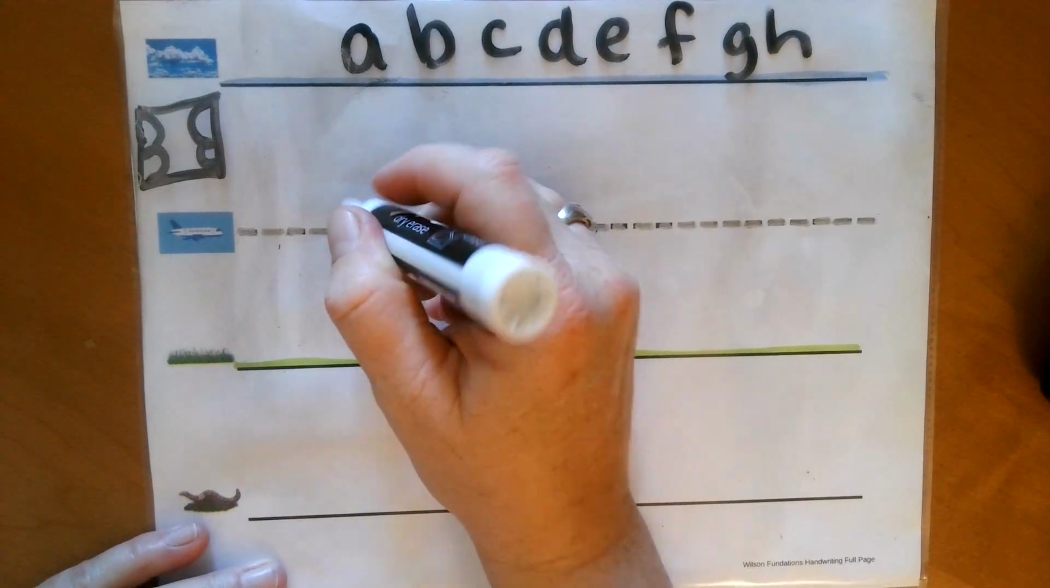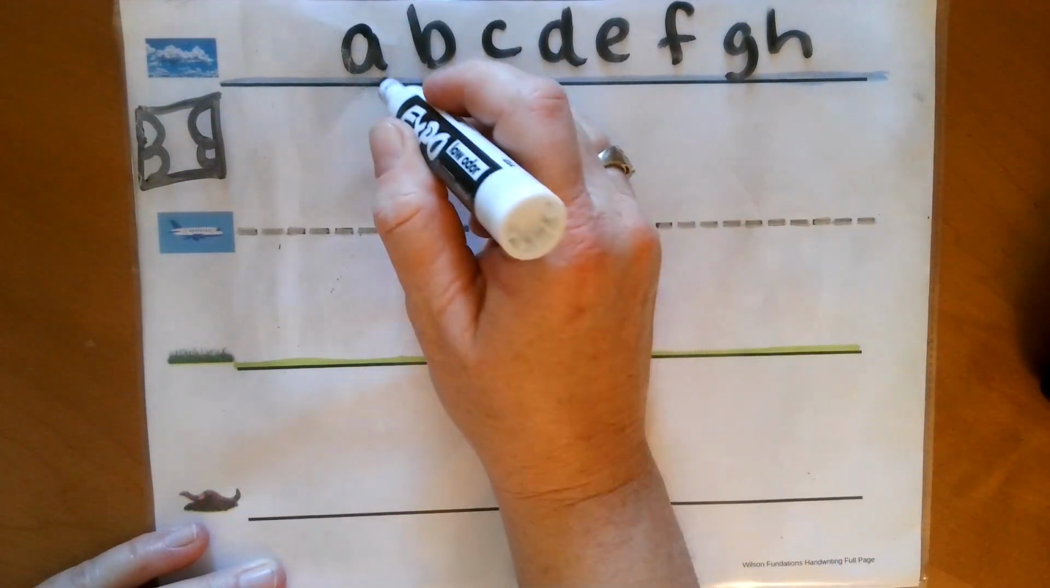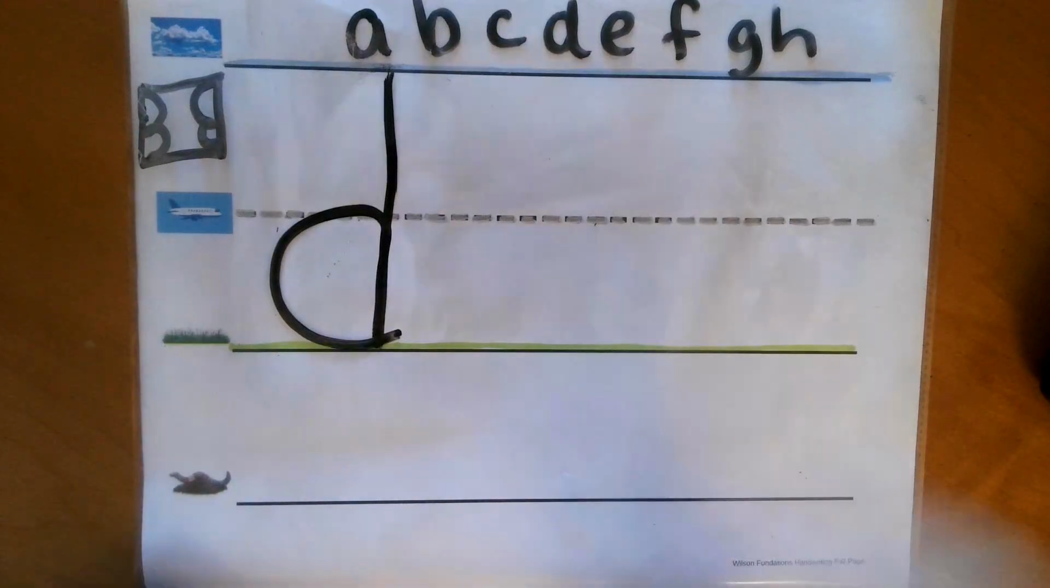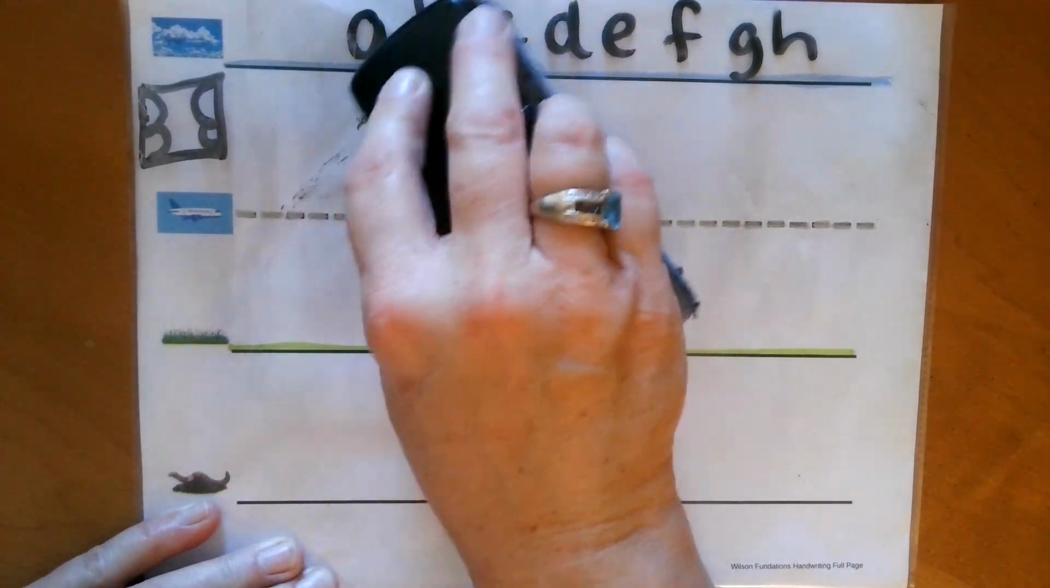Now, the most common error we have when writing the B is definitely that it looks more like a D, because to a student, which direction do they go? So if they want to write it like that, well, obviously we know that that is a D, not a B.